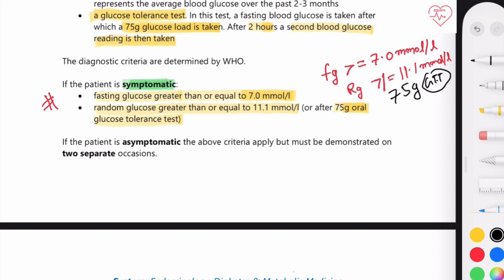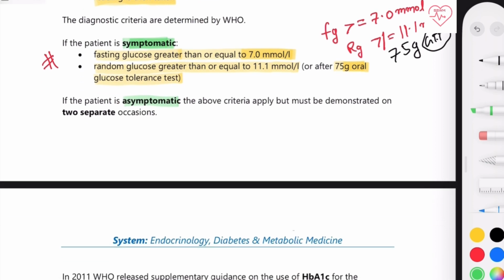If the patient is asymptomatic, let's discuss this. If the patient is asymptomatic, the above criteria apply but must be demonstrated on 2 separate occasions. Okay, this needs to be done 2 times.